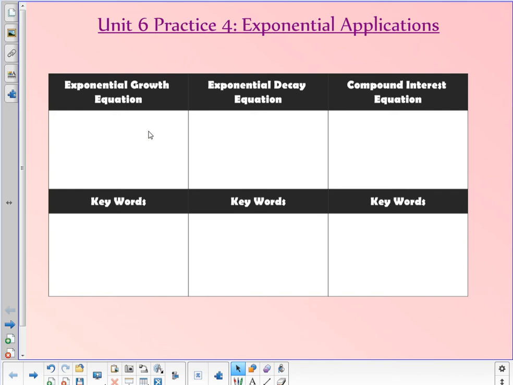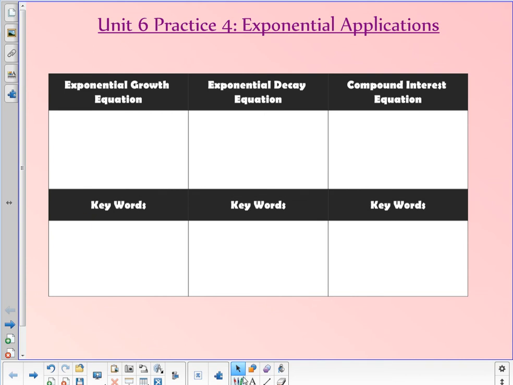I just want to take you through that table that's up at the top that kind of decodes these three different equations that we've been working with. So for the exponential growth equation, this is the equation that we are looking at.